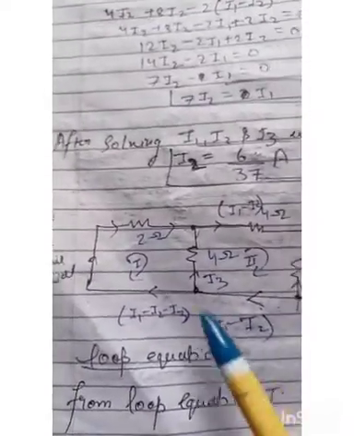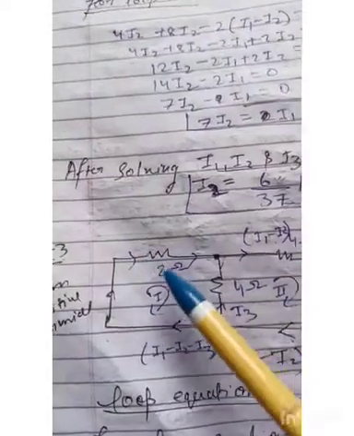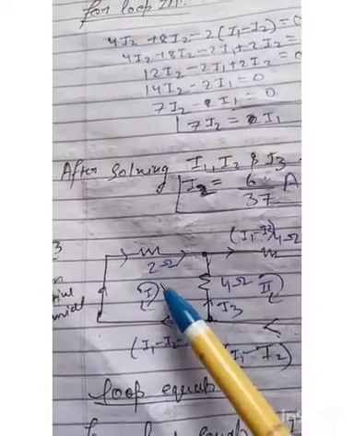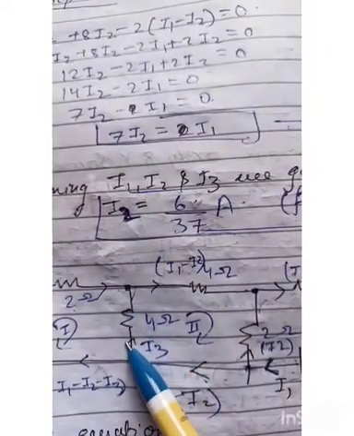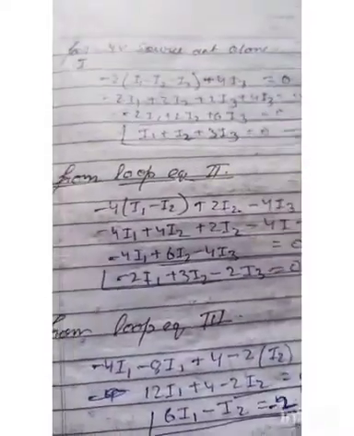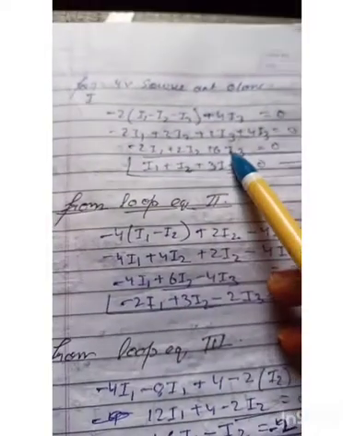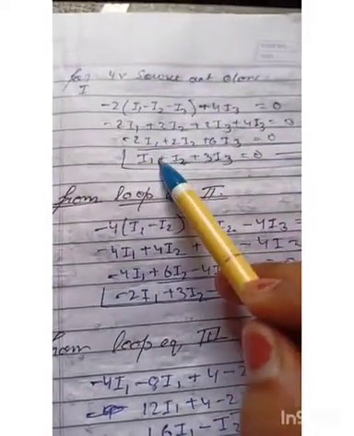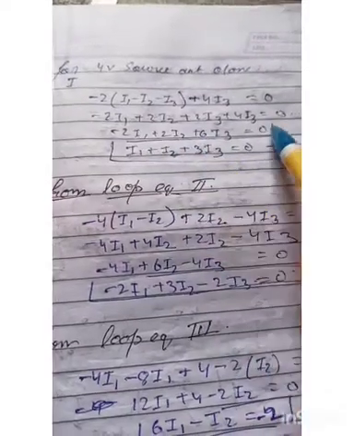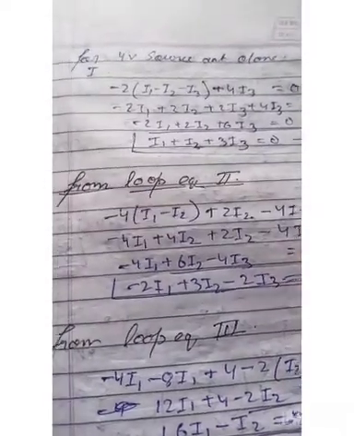Now we write the loop equation. For loop 1, we start writing the loop equation. Current and resistor are in the same direction, that is minus 2 times I1 minus I2 minus I3. Here current and resistor are in opposite direction, we get plus 4I3, equated to 0. We solve it: minus 2I1 plus 2I2 plus 2I3 plus 4I3 is equal to 0. Minus 2I1 plus 2I2 plus 6I3 is equal to 0. We get I1 minus I2 minus 3I3 is equal to 0. That is our equation 1.